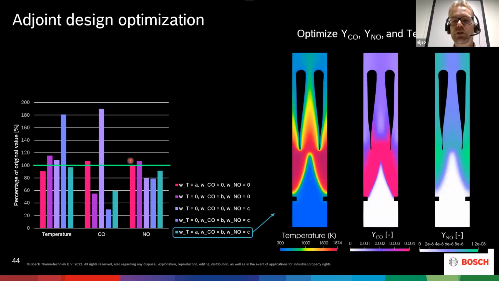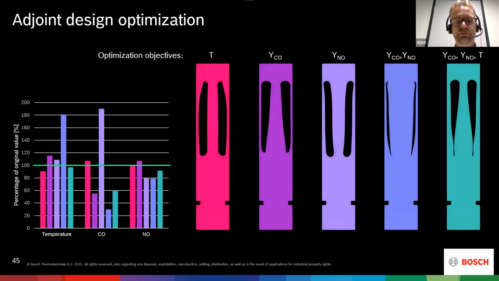Now, if we optimize all three objectives together, we see that we can still reduce CO and NO without deteriorating the temperature. Now, these results depend on the choice of weight factors, of course, but this illustrates that it is possible to optimize all three objectives at the same time.